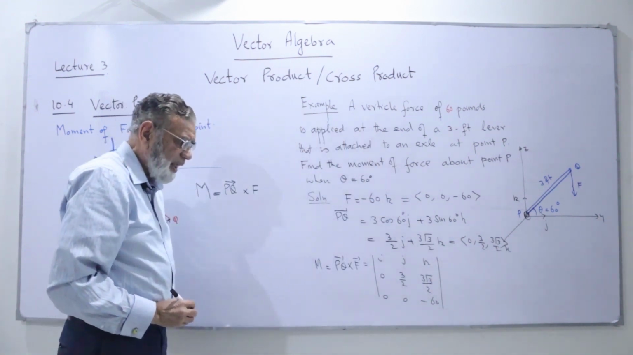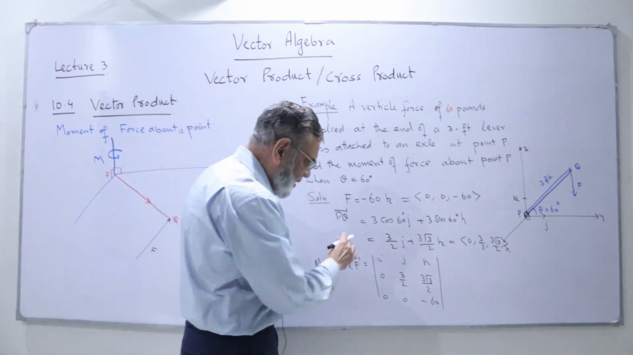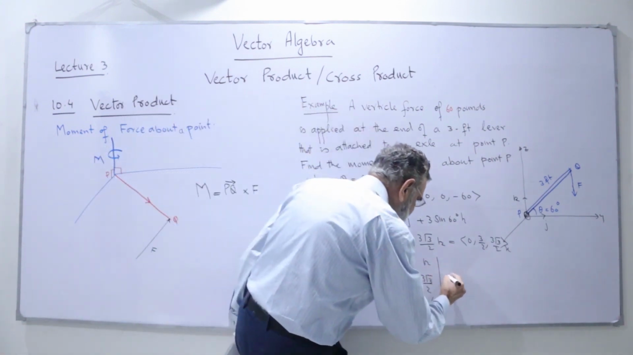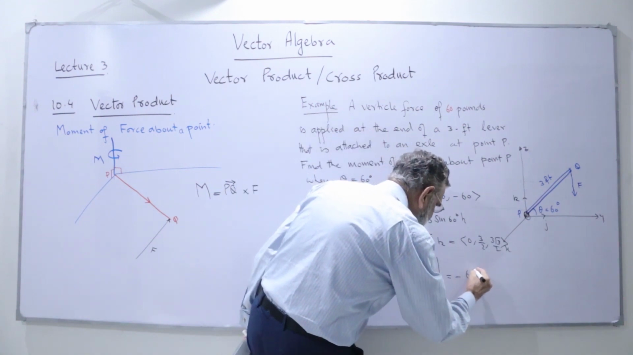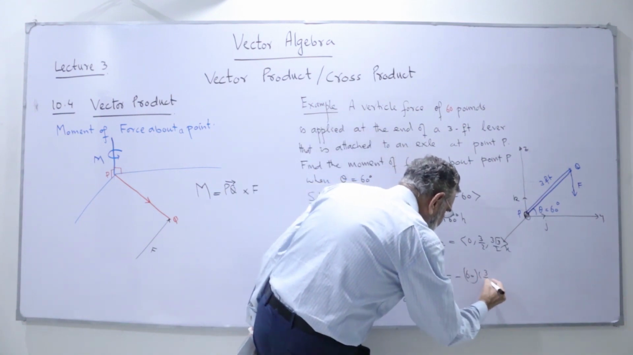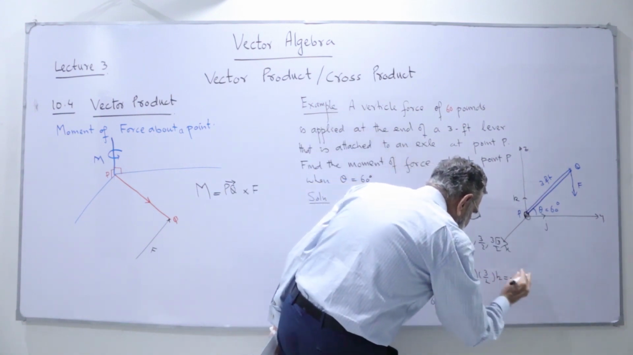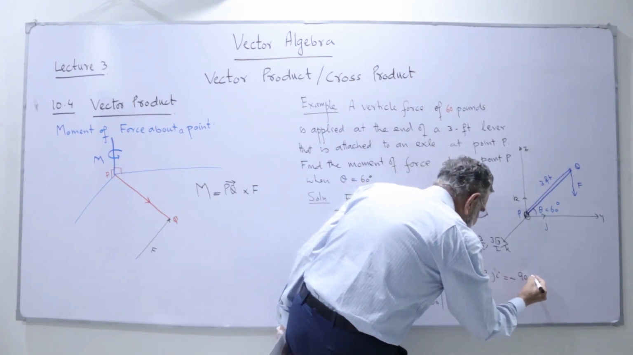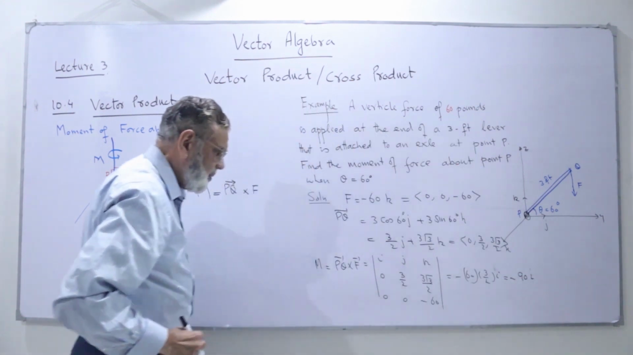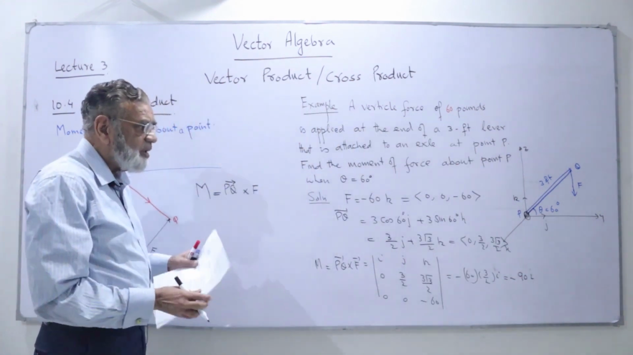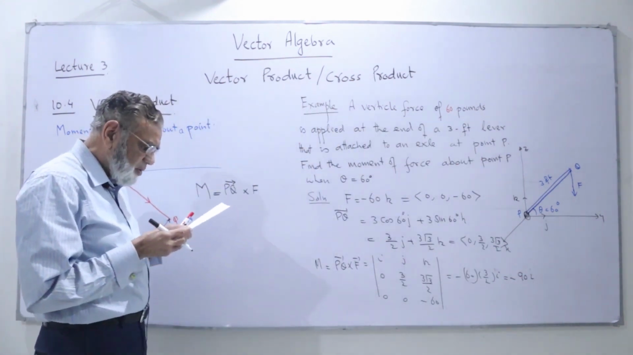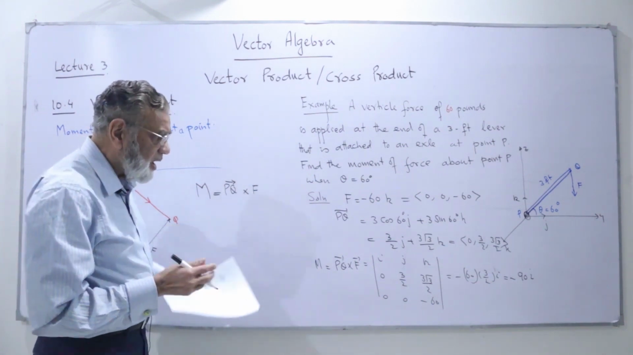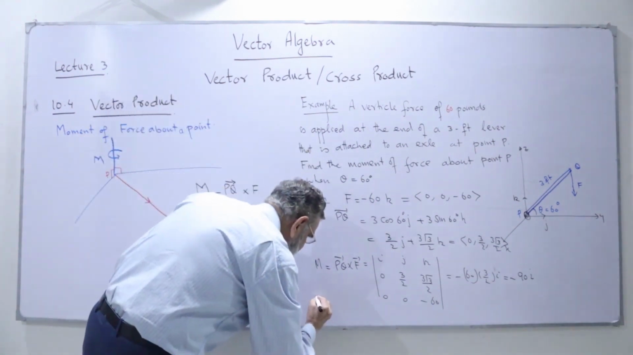Now I solve this one. I know this is the upper triangular form. The result will be minus 60 into 3 over 2 into I, which is equal to minus 90 I. That will be the moment of the force. And now we want to find the magnitude of the moment.